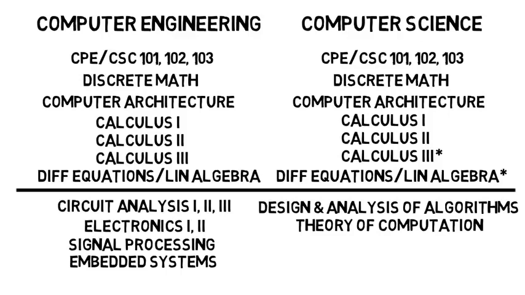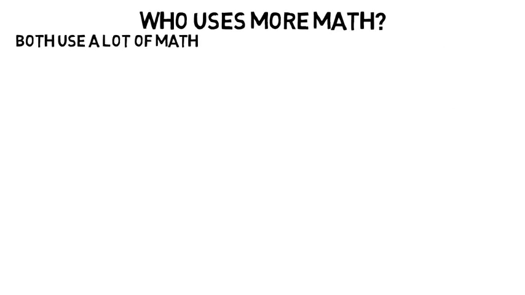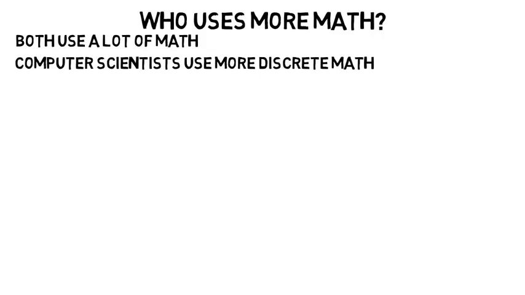So now I want to answer some questions. First being, who uses more math? Now here's the thing, they both use a lot of math. If you don't like mathematical problem solving, both these majors will be tough for you. As you saw, computer scientists use more of the discrete math though. They use it in their algorithms and computation class because the kind of math performed by computers is discrete math.